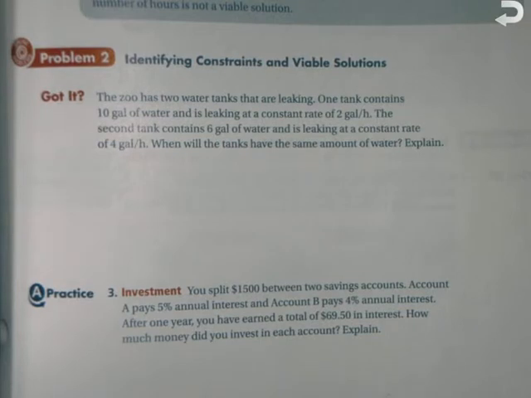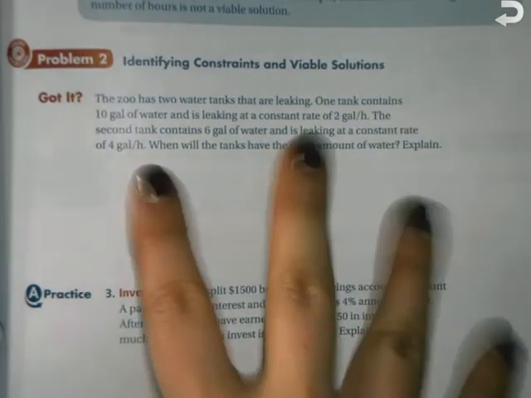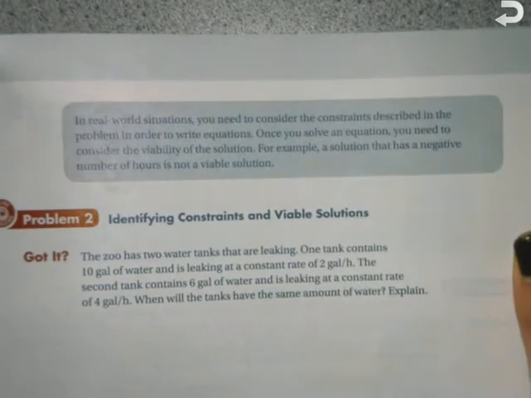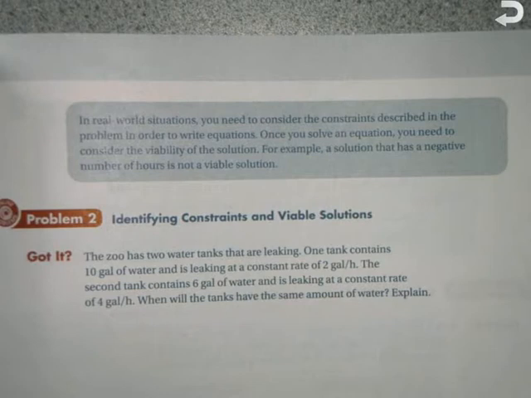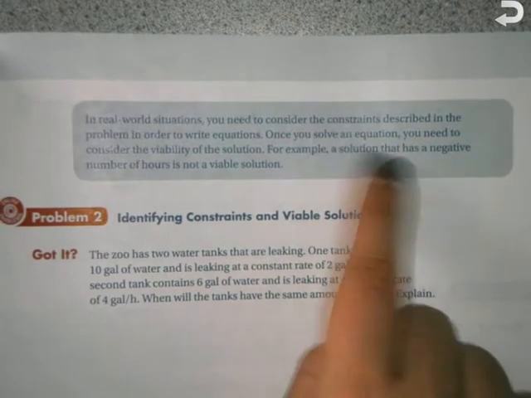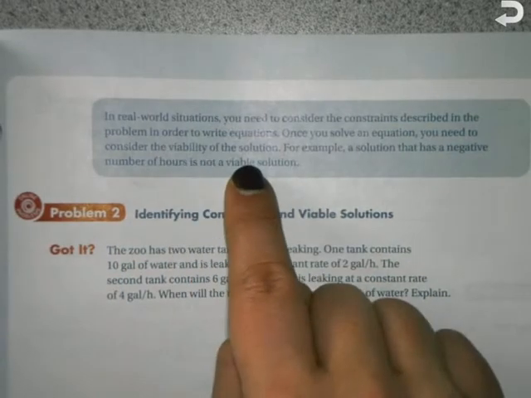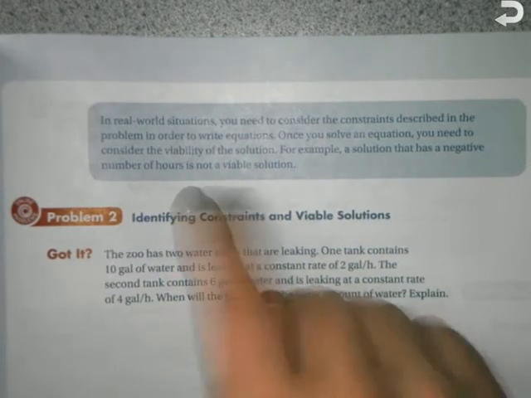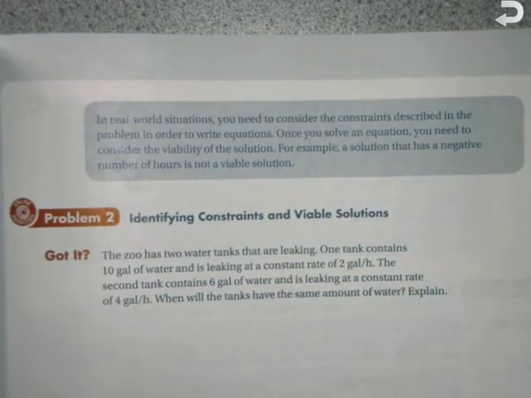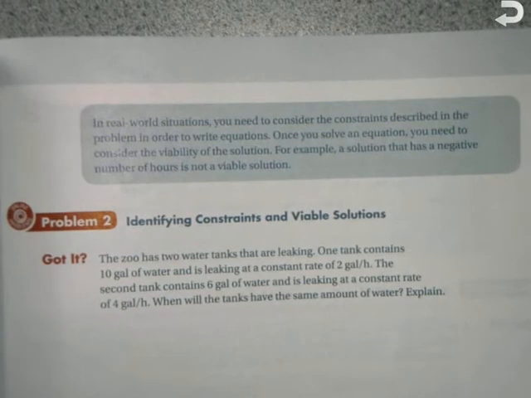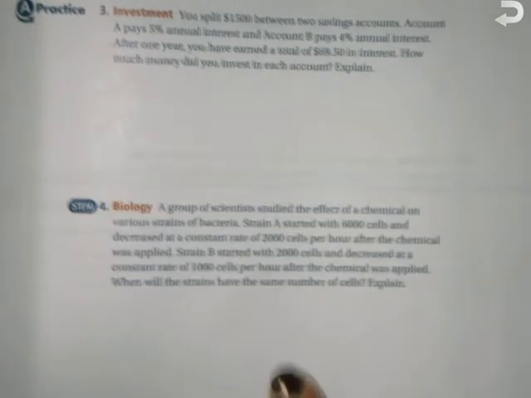Problem 2, we're going to be looking at word problems, and there's a little blurb up on top. Basically, it's telling you that in real-world situations, you need to consider the constraints described in the problem in order to write equations. And then once you solve an equation, you need to consider the viability of the solution. Viability means does it make sense? For example, a solution that has a negative number of hours is not a viable solution. So when we are solving word problems using systems of equations, we have to think about, does our answer make sense? Okay? So we're actually going to skip to the biology question.